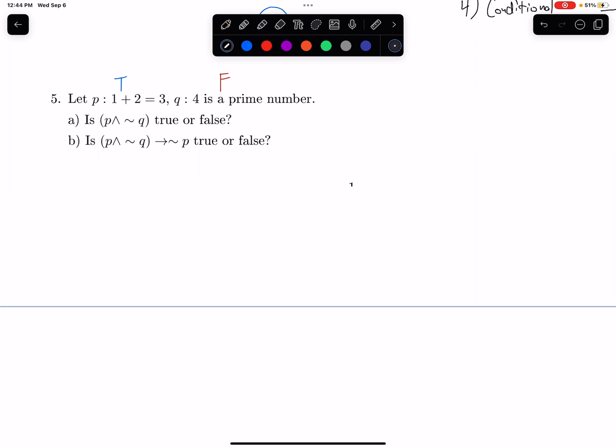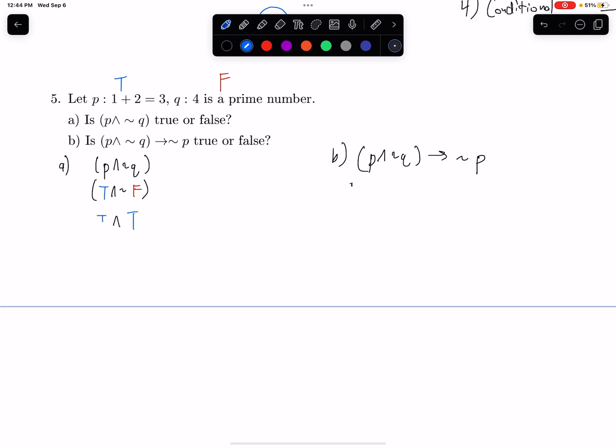So with that in mind, let's evaluate. Letter A, I've got P and not Q. And then here, letter B, I've got P and not Q, arrow to not P. First step, just fill in the truth values. P is true, Q is false. Keep the other symbols intact. And then remember the order of operations here. Negation happens first before the and. So the negation of a false is going to be true. I've got true and true, which in the end is true. That's the answer.